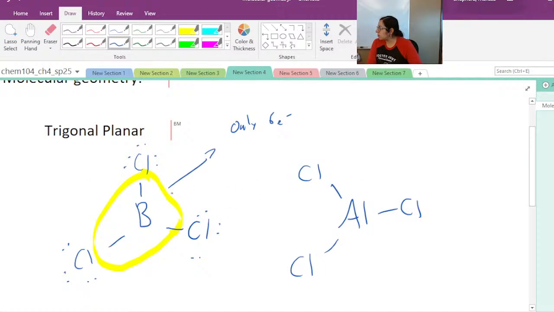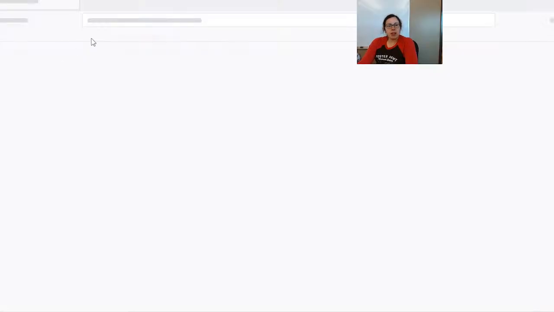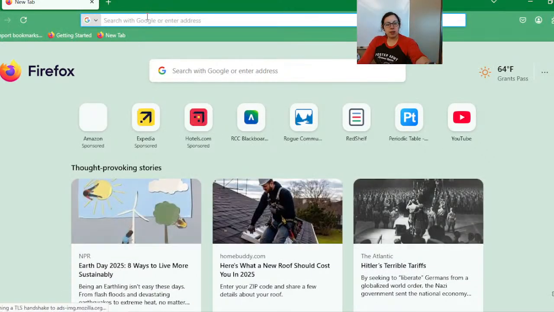And people like using boron because it does this weird thing where it can have 6 electrons, and then it'll try to get 8. That makes it interesting reactivity-wise. And again, 3 things attached to it. Trigonal planar. And now would be a good time.